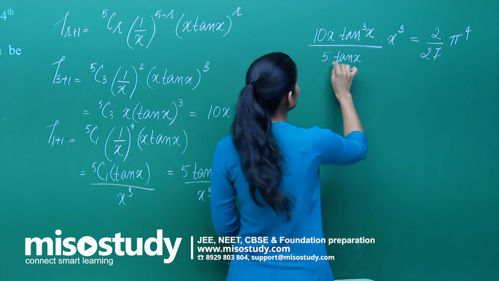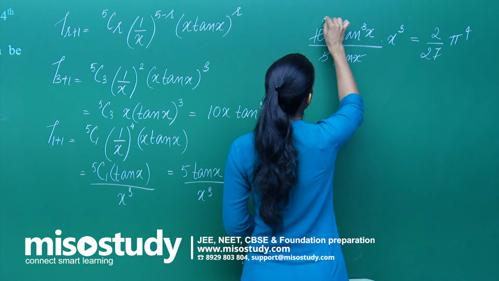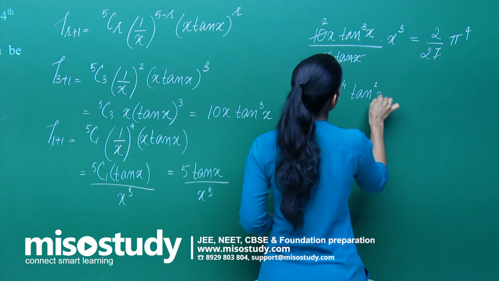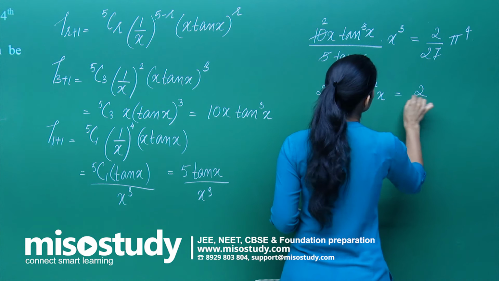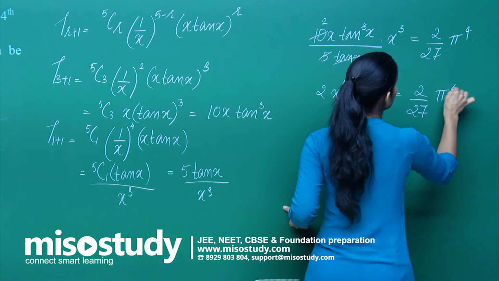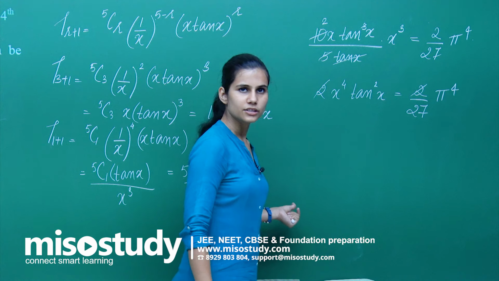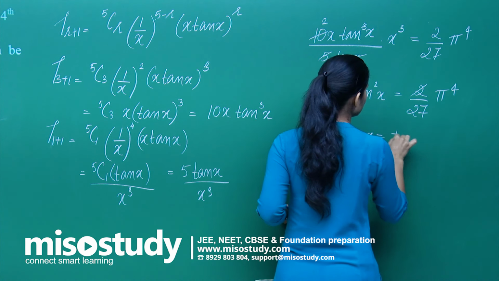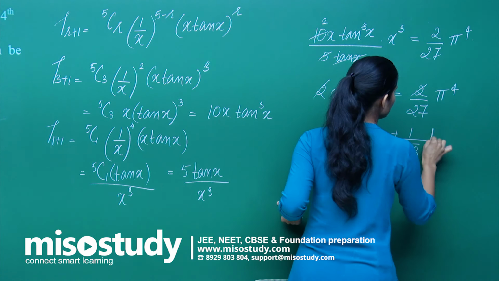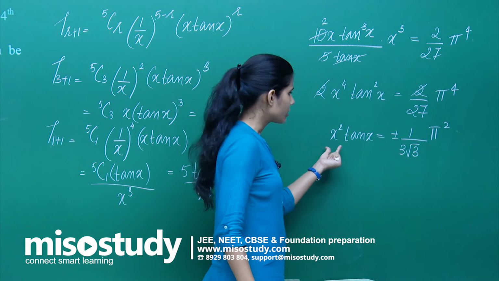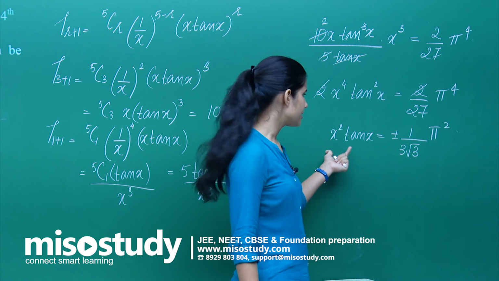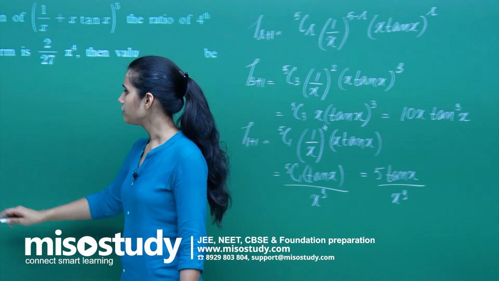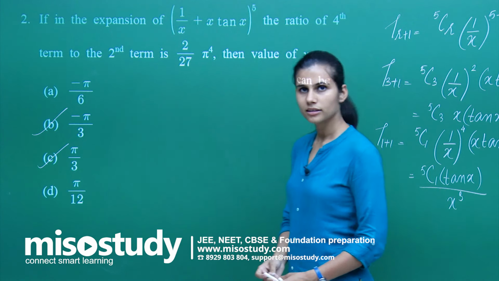Eventually what are you going to get? This gets cancelled. This is 2, so you get 2 x to the power 4 tan square x equals 2 by 27 pi to the power 4. 2 gets cancelled. You are left with x square tan x equals plus minus 1 by 3 root 3 pi square. And what is that x which is actually going to satisfy this? It is nothing but pi by 3 and minus pi by 3. So your answer is pi by 3 and minus pi by 3.